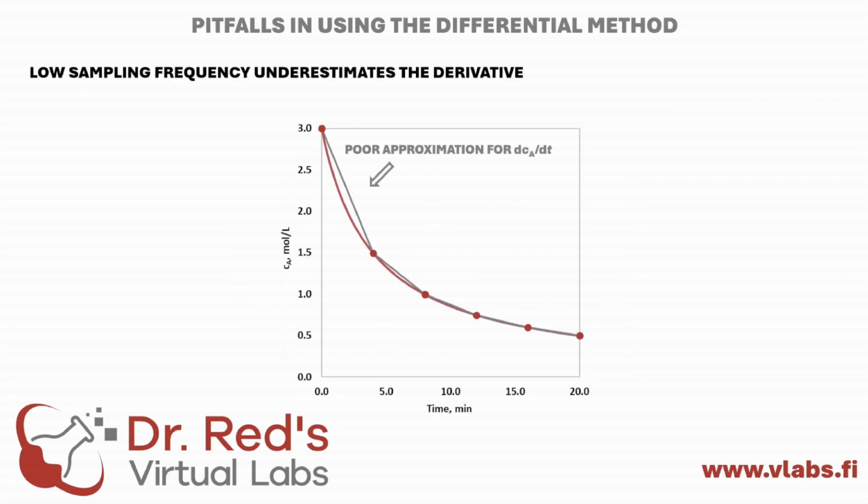Occasionally, suboptimal results with the differential method can be attributed to insufficient sampling frequency. The reaction rate generally diminishes as the reaction progresses. Therefore, consider increasing the number of samples taken early in the reaction when the rate is high.